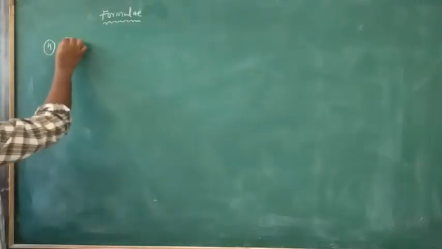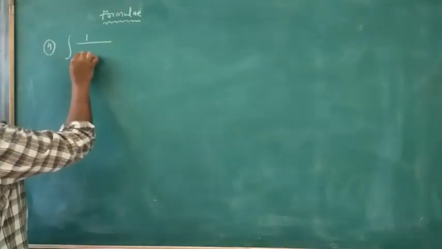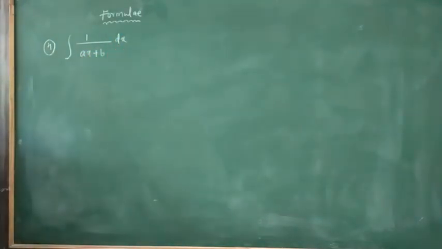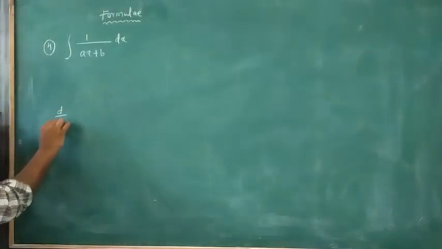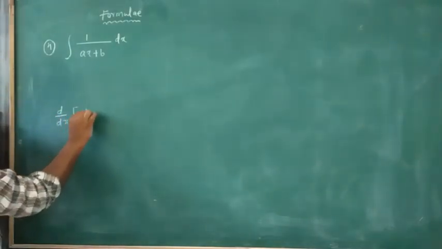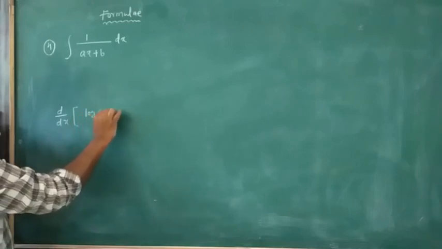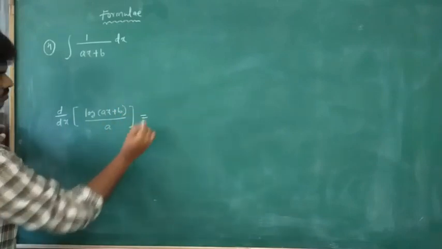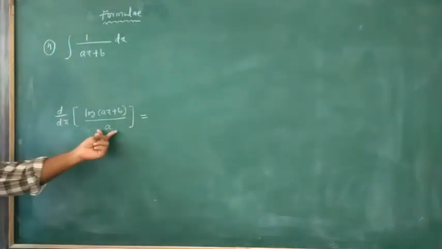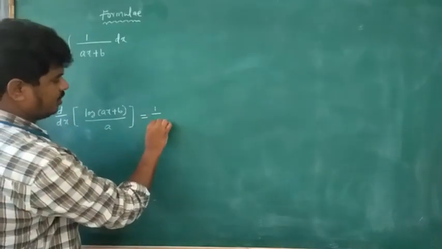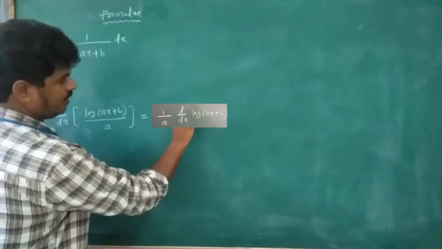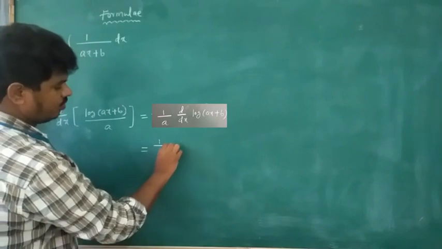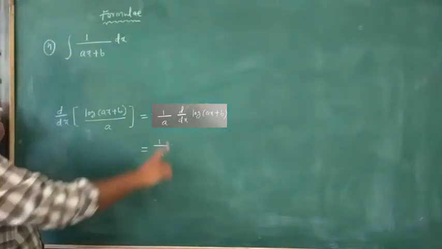Next, fourth one. What is the integral of 1 by ax plus b dx? Here we will find the derivative of log of ax plus b divided by a. Here a can be taken outside, so 1 by a into log of ax plus b, this is equal to 1 by a into, what is the derivative of log of ax plus b?